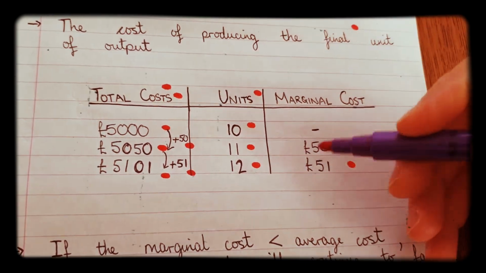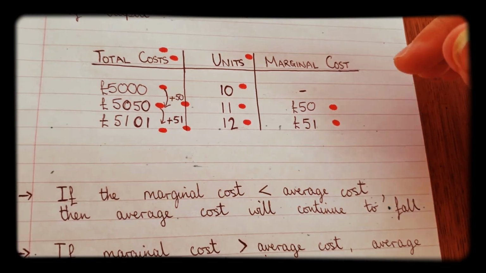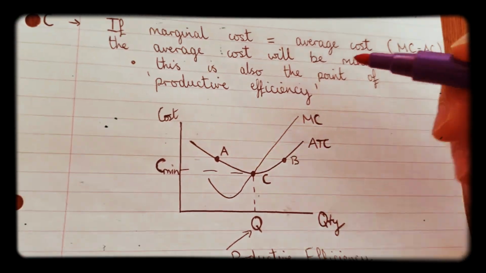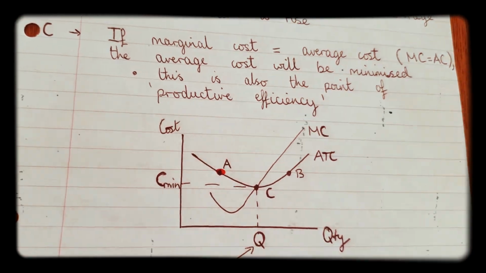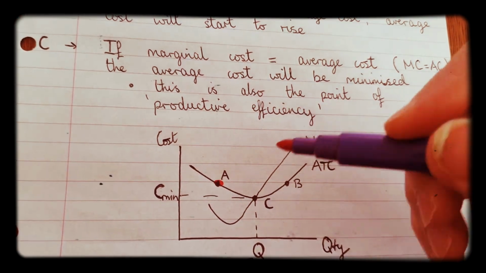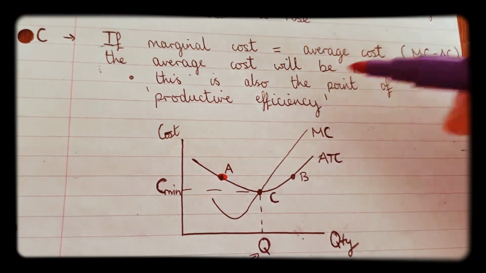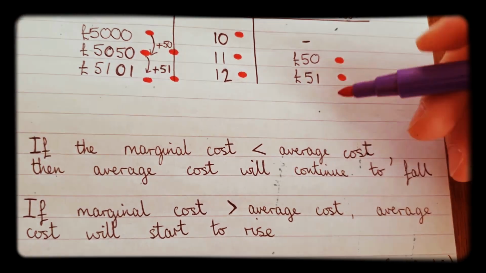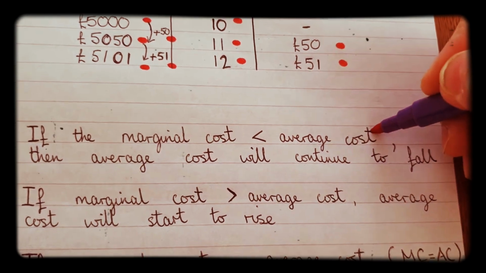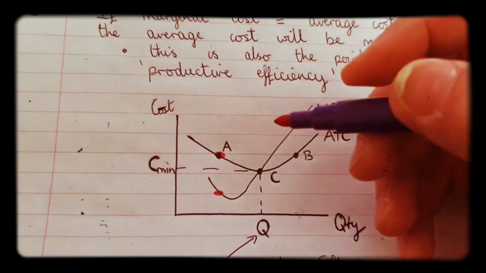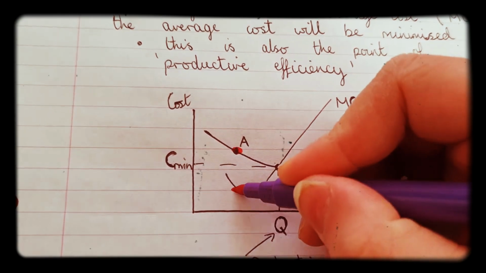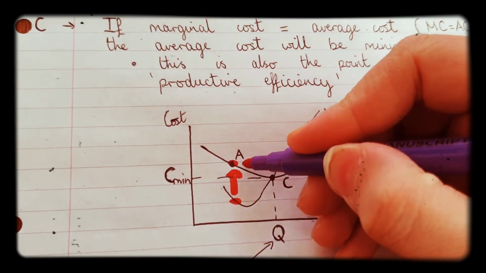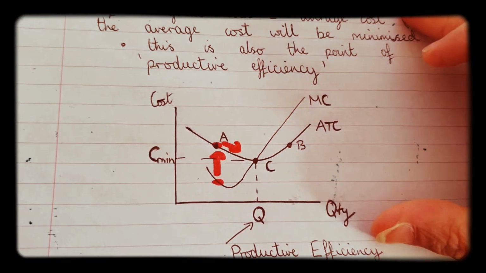So marginal costs can rise and they can fall, and they have a relationship with the average total cost curve, which you need to know about. At this point A here, you will notice that the average total cost, the cost per unit, is higher than the cost of producing more units. So if the marginal cost is lower than the average cost, then the average cost will continue to fall. As you can see here at point A, the marginal cost is lower than point A on the average total cost curve. So the average total cost continues to fall at that point.